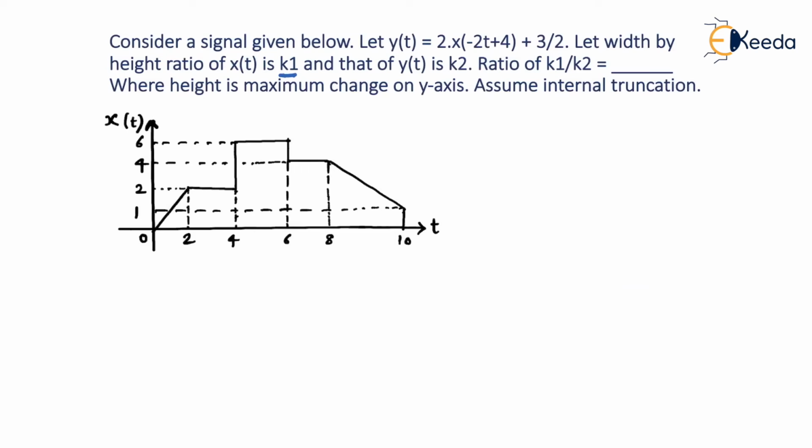Okay, read the question very carefully. K1 is the width to height ratio of x of t and that of y of t is k2. As you can see, x of t is a parent signal, the derivation of x of t is y of t, and the width by height ratio for y of t is k2. What you have to find is the ratio k1 by k2, where height is the maximum change on the y-axis. Assume internal truncation. I'll make you understand the meaning of internal truncation while explaining the sum.